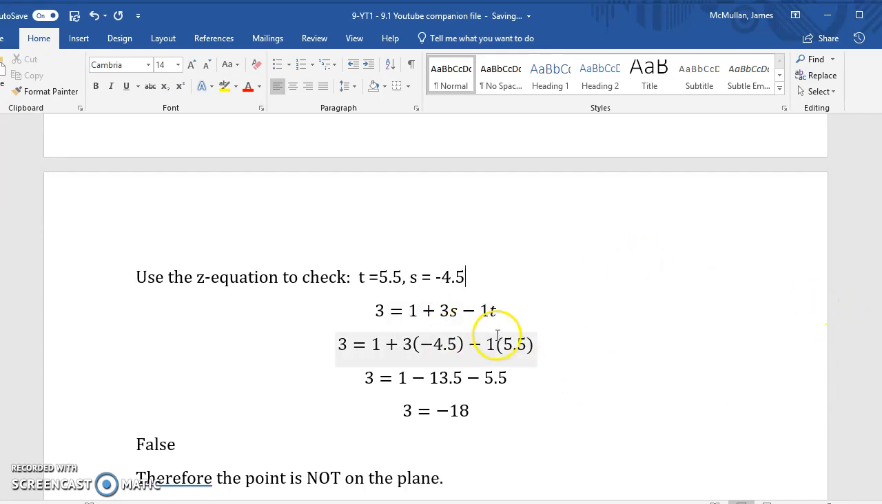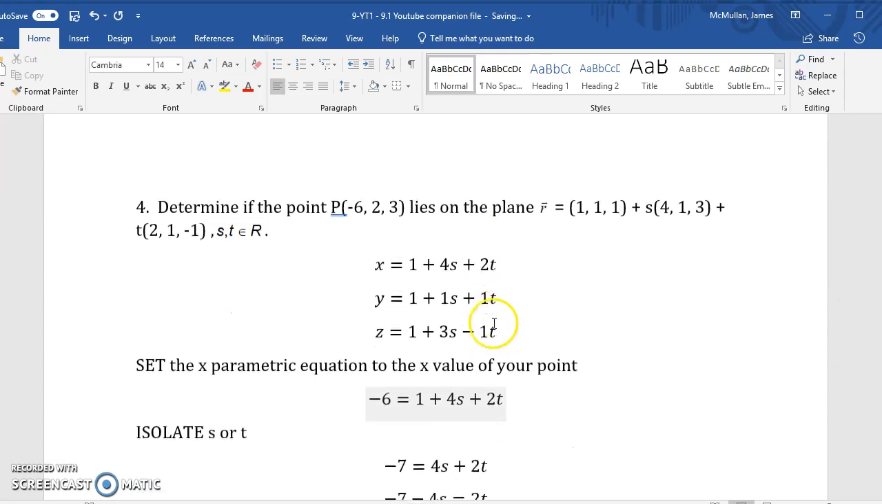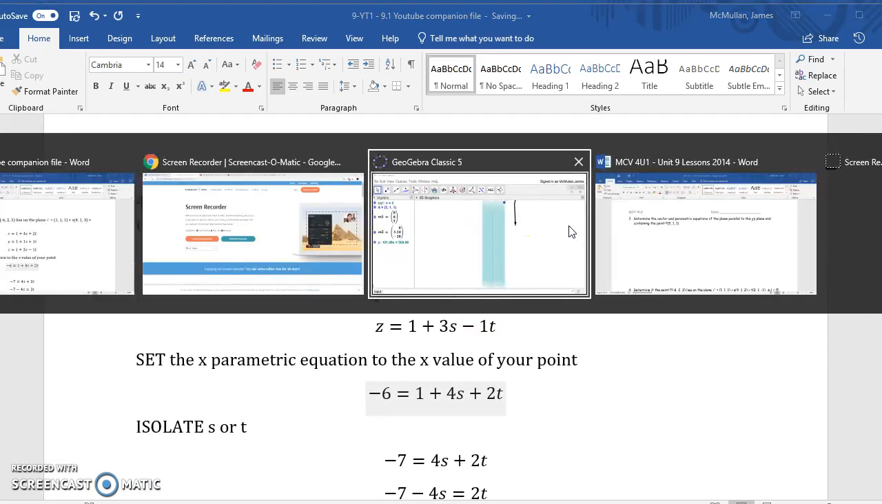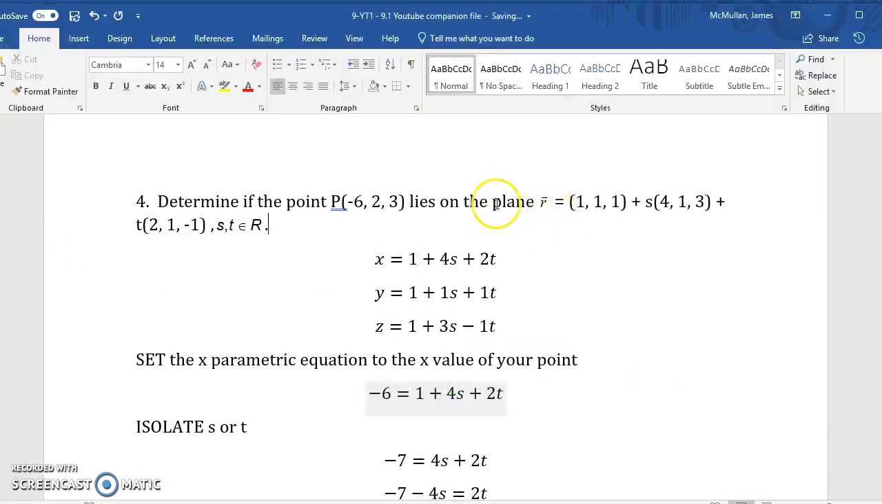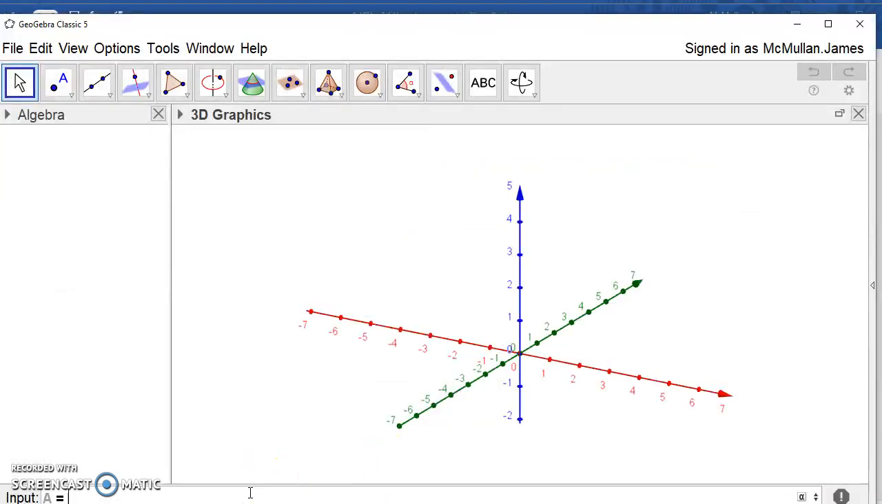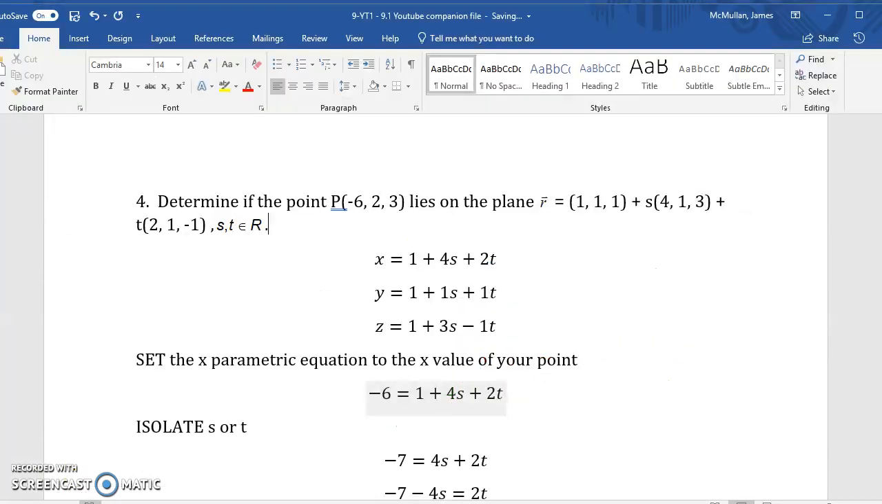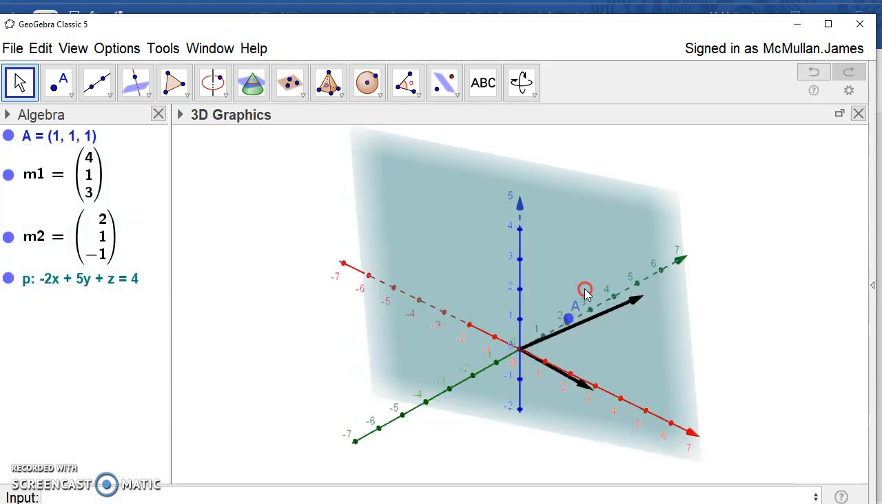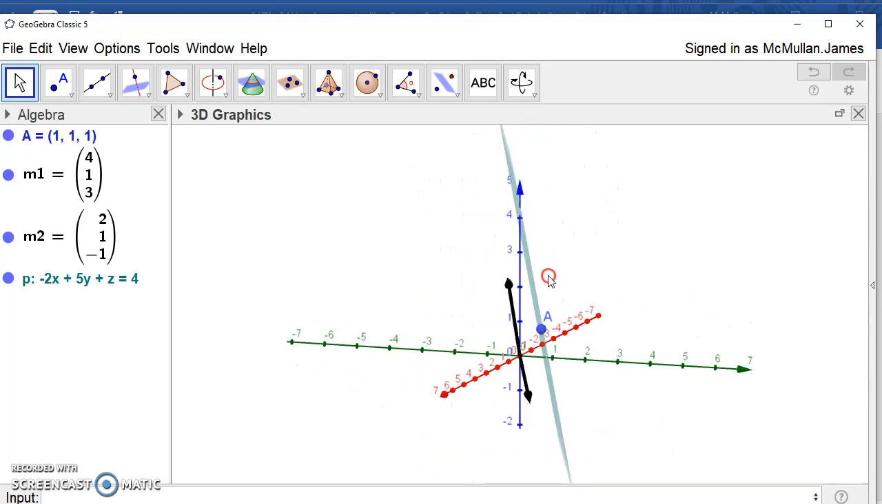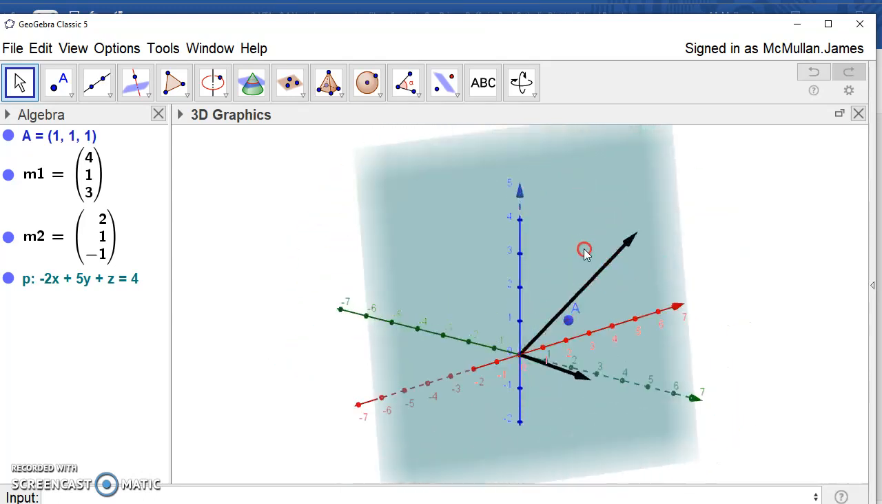Again, let's take a quick second to check and make sure that that's correct. So I'm going to just have it draw this plane for us. So remember, to draw a plane, I need a point, which is 1, 1, 1. I need a direction vector, which is 4, 1, 3. I need a second direction vector, which is 2, 1, minus 1. And then I can say plane A, M1, M2. It draws a plane that's parallel to those two vectors and contains point A.